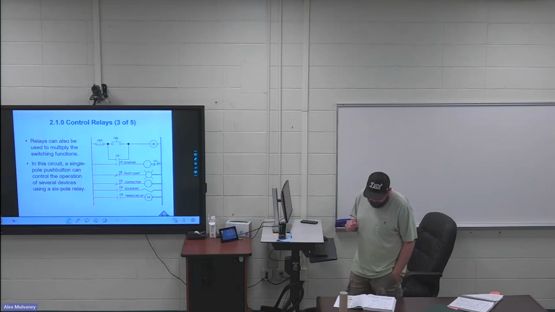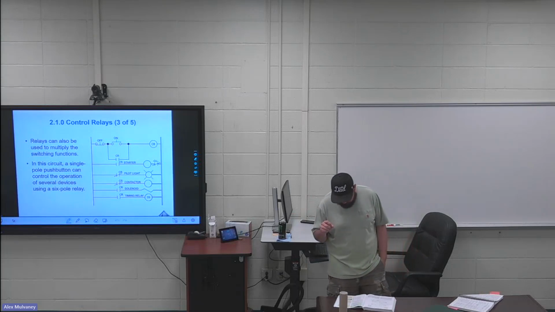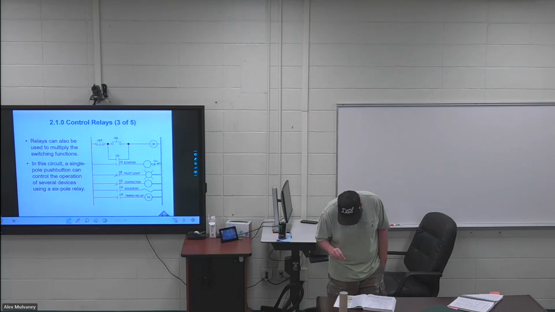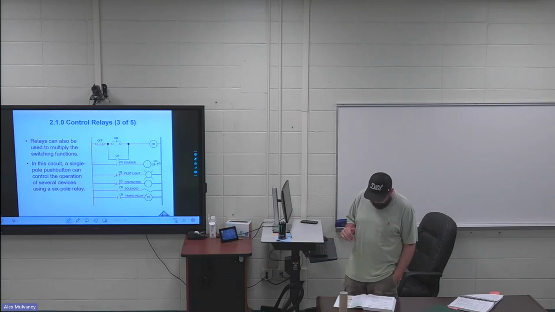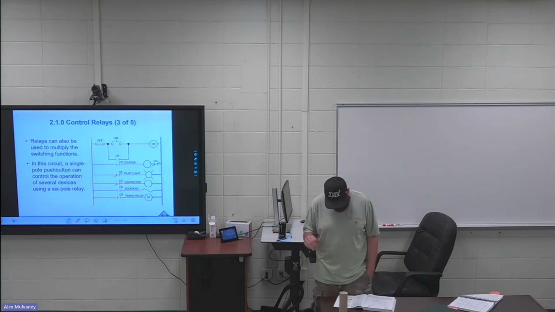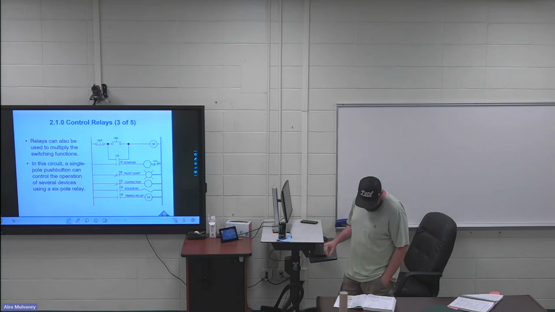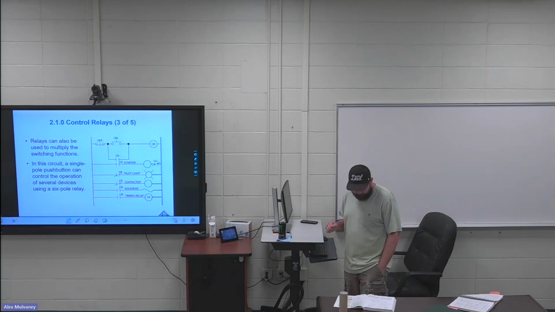Figure 9 represents another use of relays, which is to multiply the switching functions of a pilot device with a single or limited number of contacts. Key in on the rest of this highlight. In this circuit, a single pole push button contact can, through the use of an interposing 6-pole relay, control the operation of a number of different loads, such as a pilot light, starter, contactor, solenoid, and timing relay.